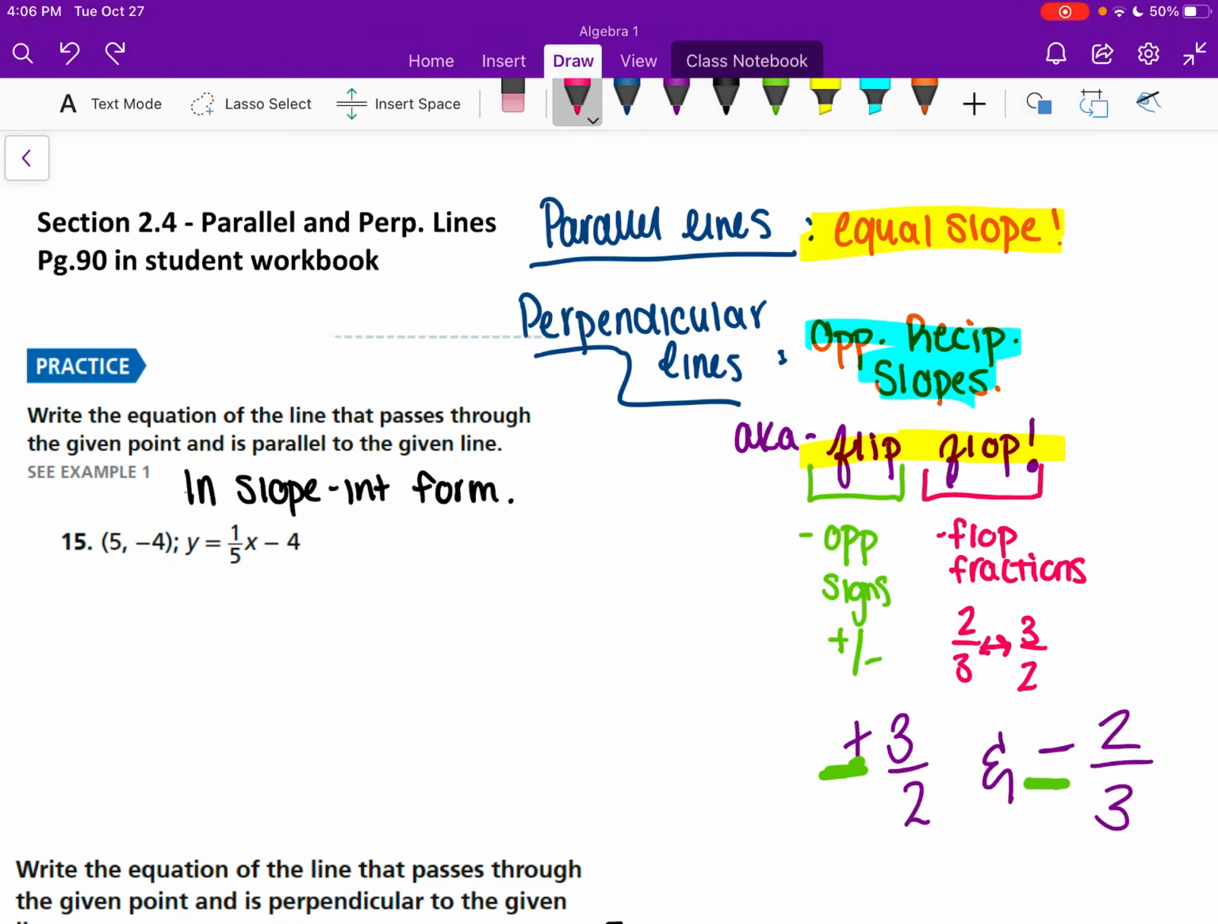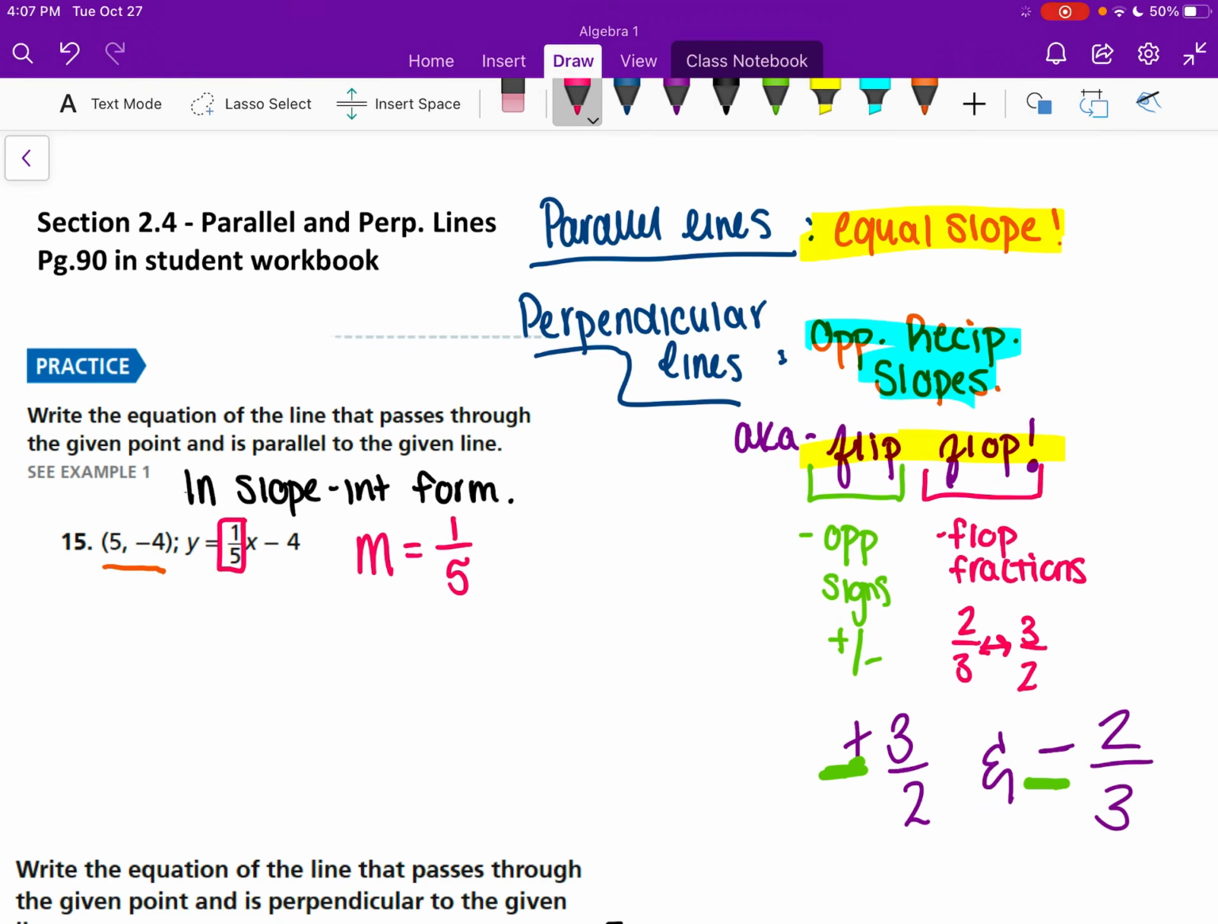So when we're practicing this, some of the times we are given a slope and asked to write a new line, like in number 15. It tells us to write the equation of the line that passes through the given point, the point that they give you, and is parallel to a line. Well, they give us this line, and so we can see that the slope of it is 1/5. For this equation, we're going to do this in slope-intercept form to practice. So if I need to write it in slope-intercept form, I know that a parallel slope is also going to be 1/5, because we know that parallel lines have the same slope.